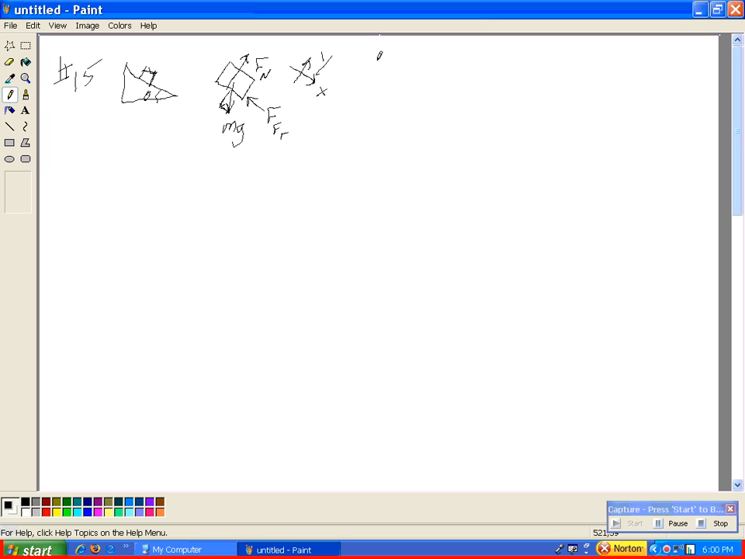We know that theta is 34 degrees. There's an equal sign there. All right. It's asking what the coefficient of friction will be. So, part A.